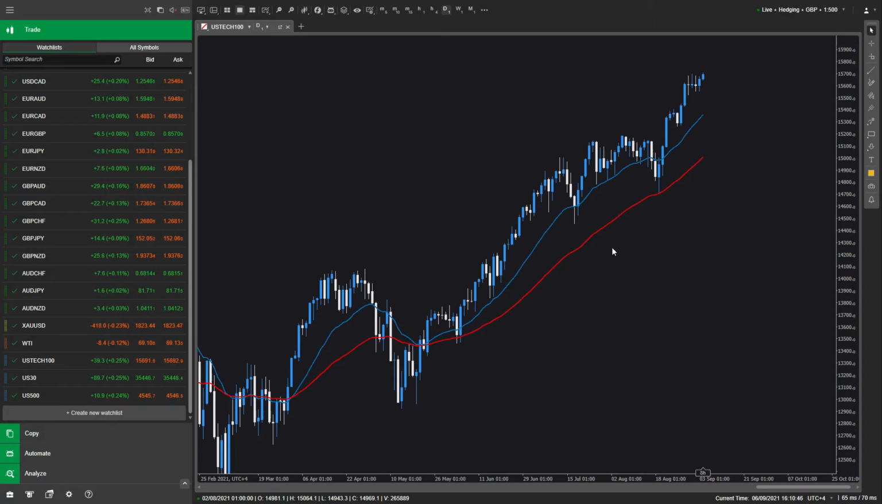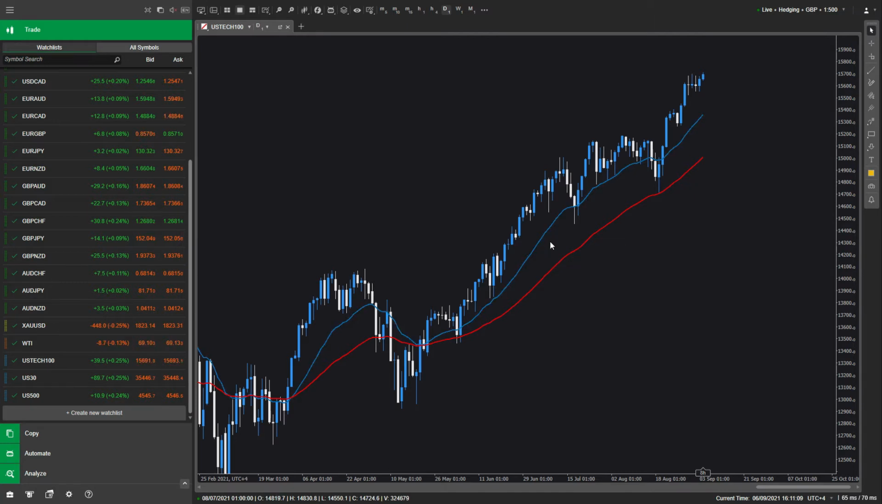Now that blue wavy line is the 20 moving average. Hover your cursor over it, you can see that it says exponential moving average, close 20 periods, and the red line here is the 50 period moving average. Now the order of the averages is based on which way round they are. So this is pretty straightforward.